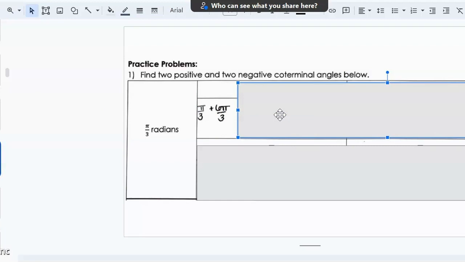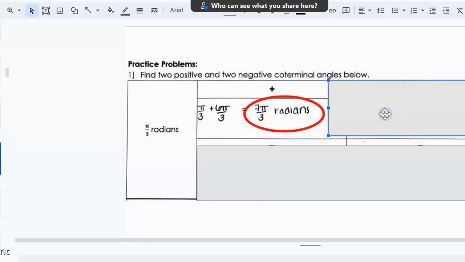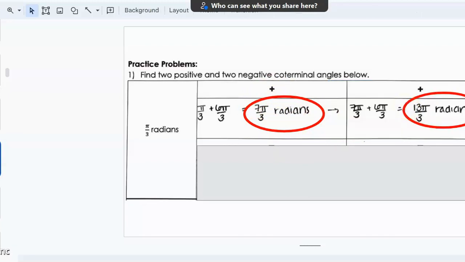Again, it was 2 pi, but we got to change it so it has a common denominator. So when I do add those together, hopefully you got 7 pi over 3 radians. Now if I want another positive coterminal angle, all I got to do is take my 7 pi over 3 and add another 6 pi over 3. When I do that, I'm going to get 13 pi over 3. So hopefully you're okay with that as of right now.